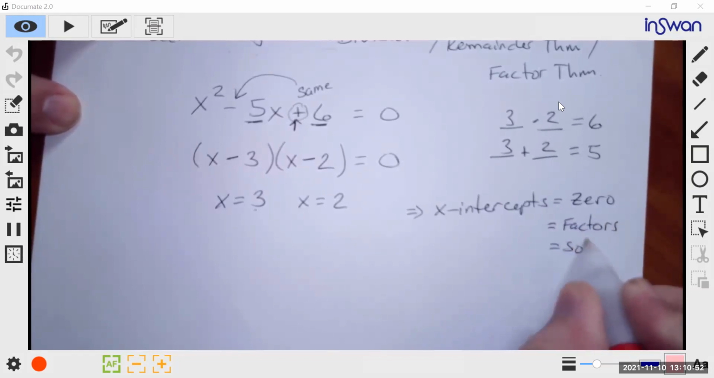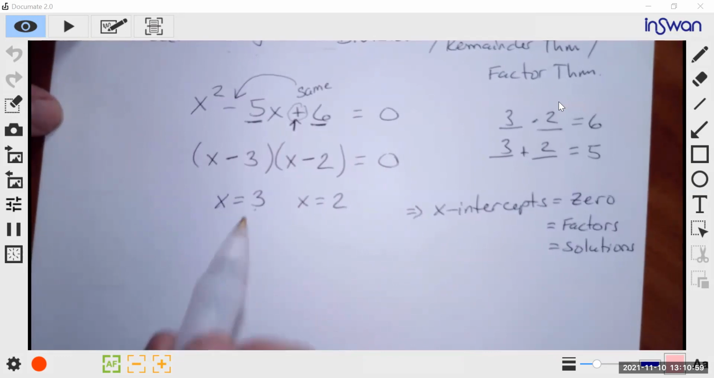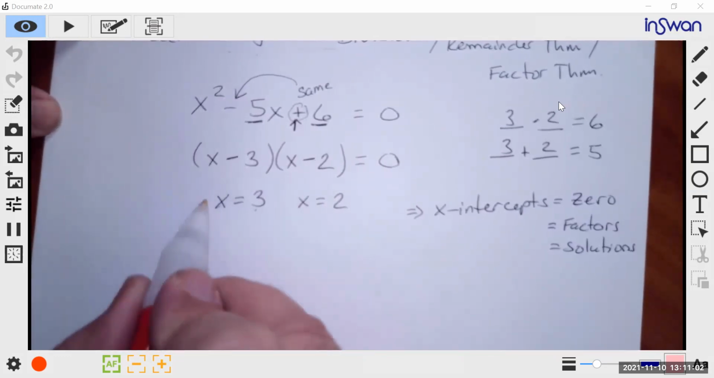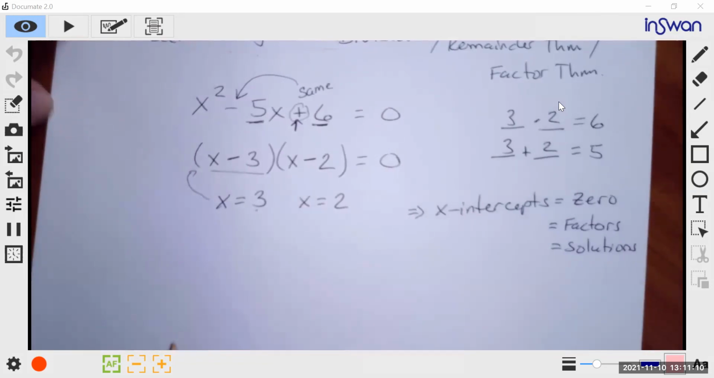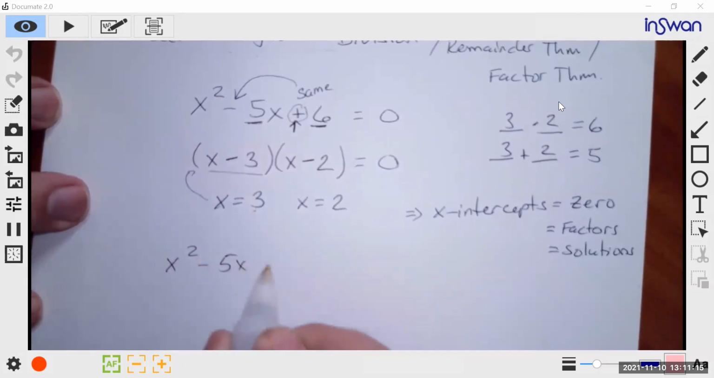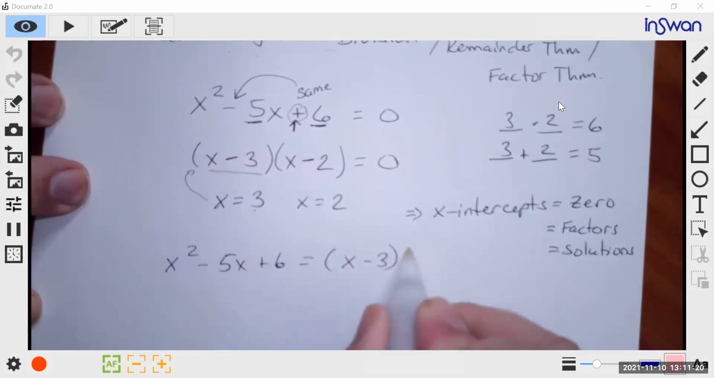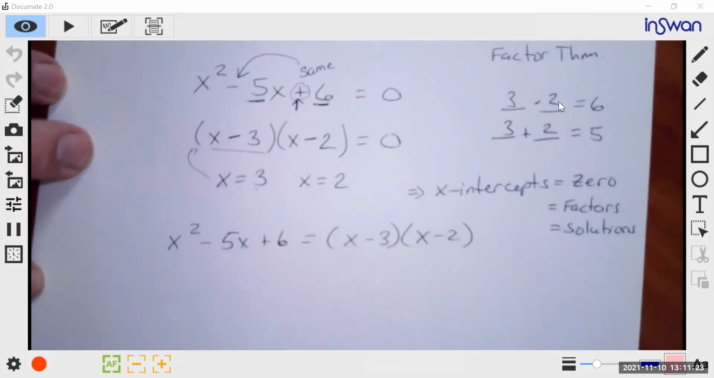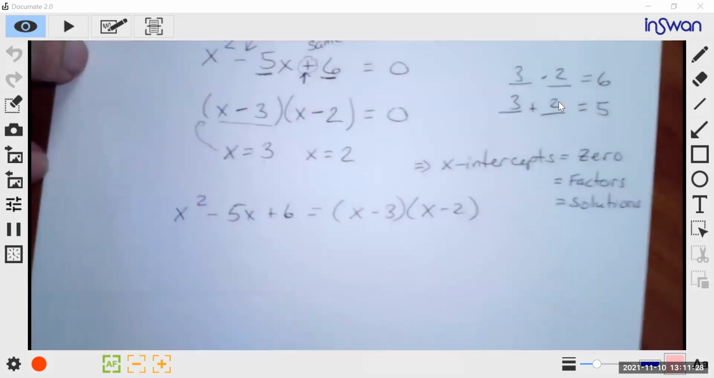Yeah, factors, solutions. If I said the 0 was 3, x equals 3, you can work backwards. That'll give you the factor. But what we're saying is this: x squared minus 5x plus 6 can be factored into x minus 3, x minus 2. That's all been proven so far.